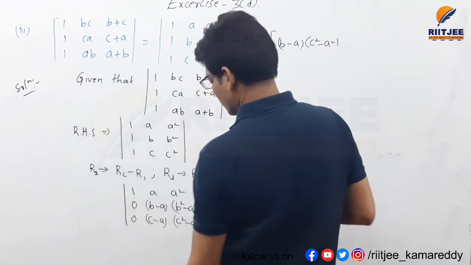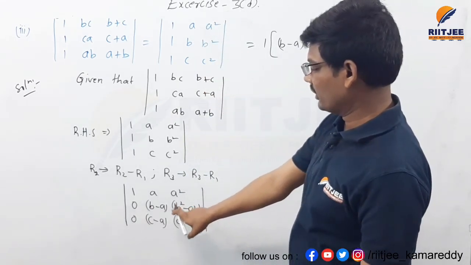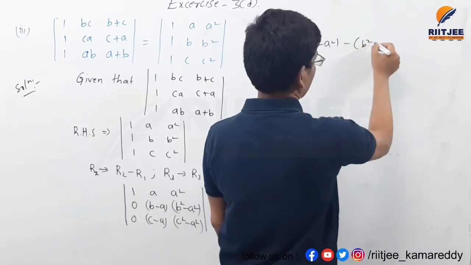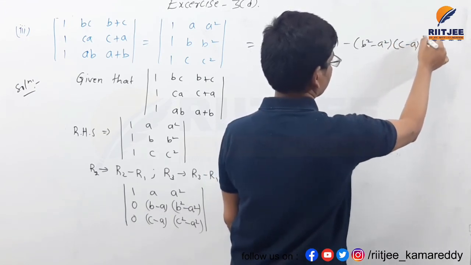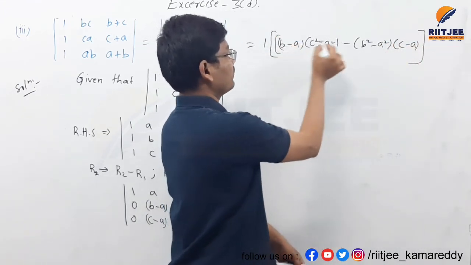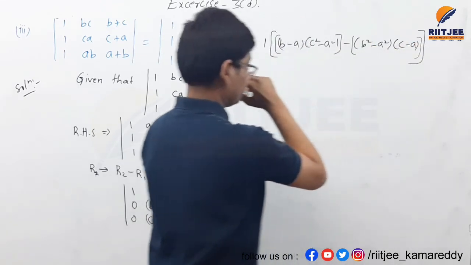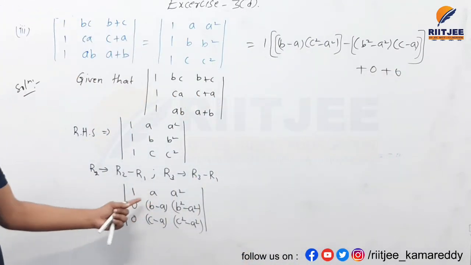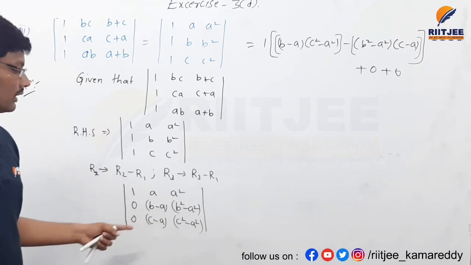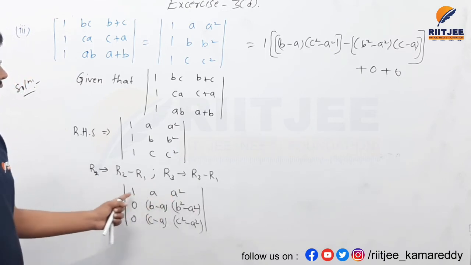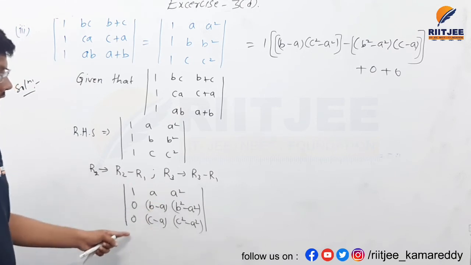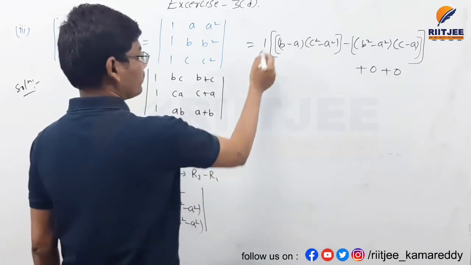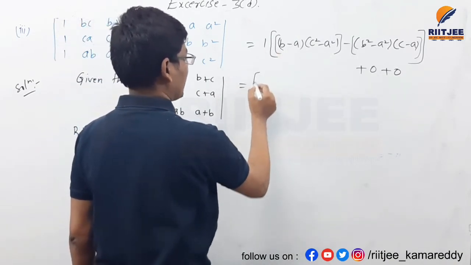Here this is one term and this is one term. Next plus 0 and plus 0. Why? Because here A into, if you eliminate this row and this column, this determinant will become 0, plus A square into, if you eliminate this row and this column, this term will become 0 here. That's why 2 zeros appear here.